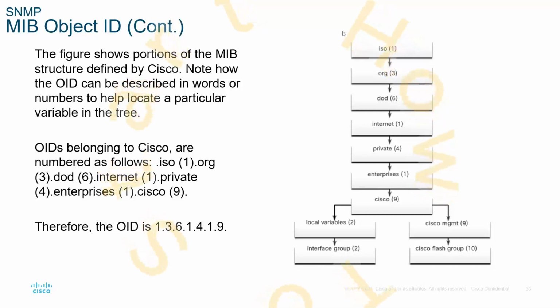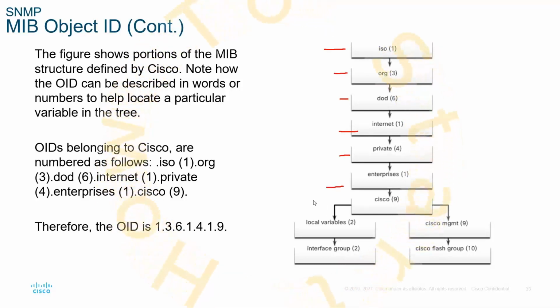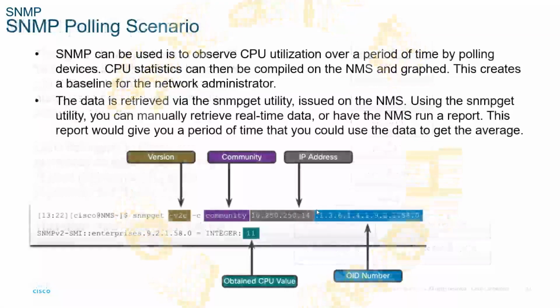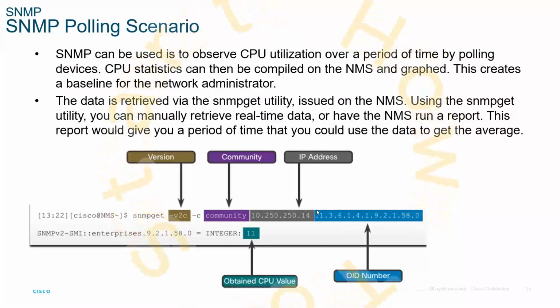I'm going to grab my pen. So here's our first number, our second number, third number, fourth number, fifth number, sixth number, and so forth. And these numbers correspond to our OID spots. And then once it passes 9, it will actually go either to variables for local variables, interfaces, or other groups. Here's an example of us being able to see it.